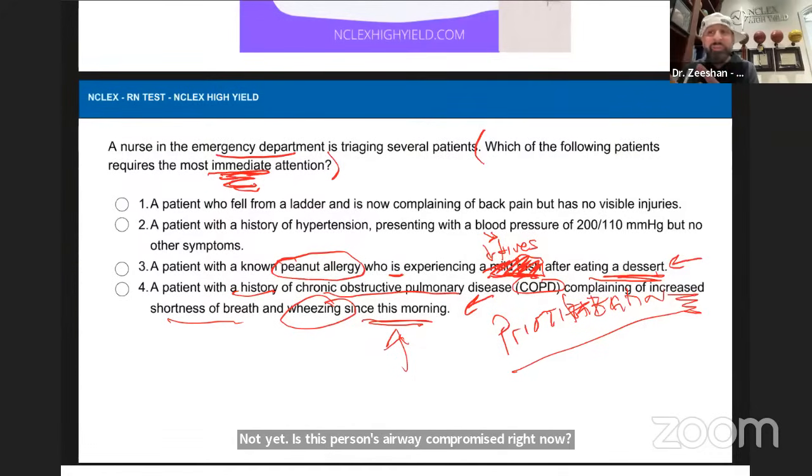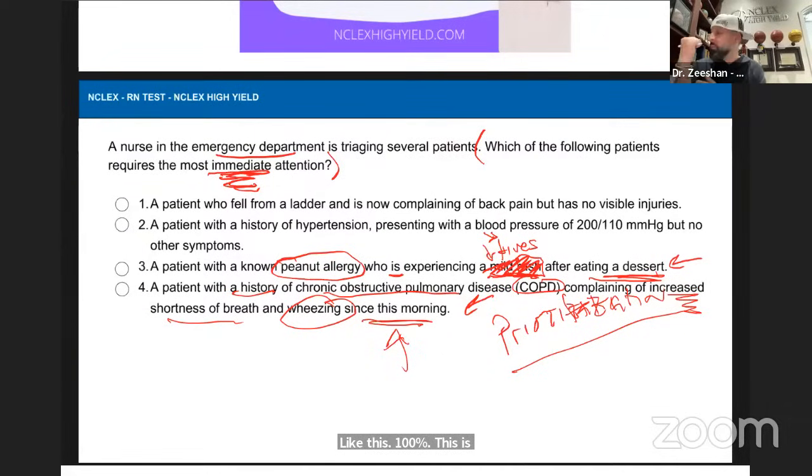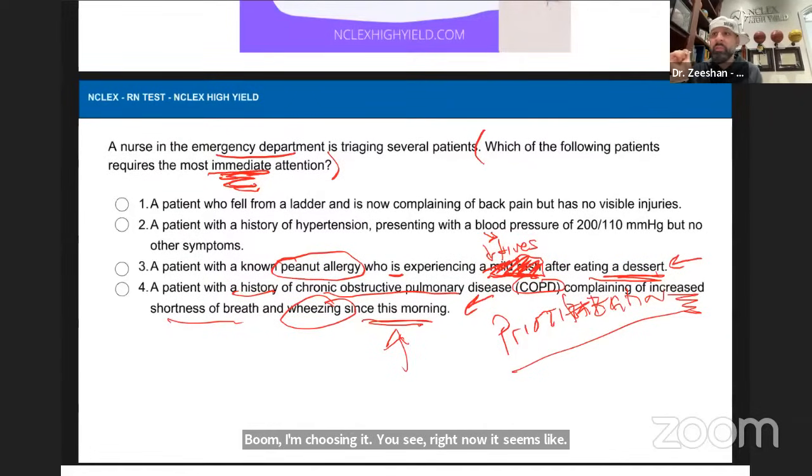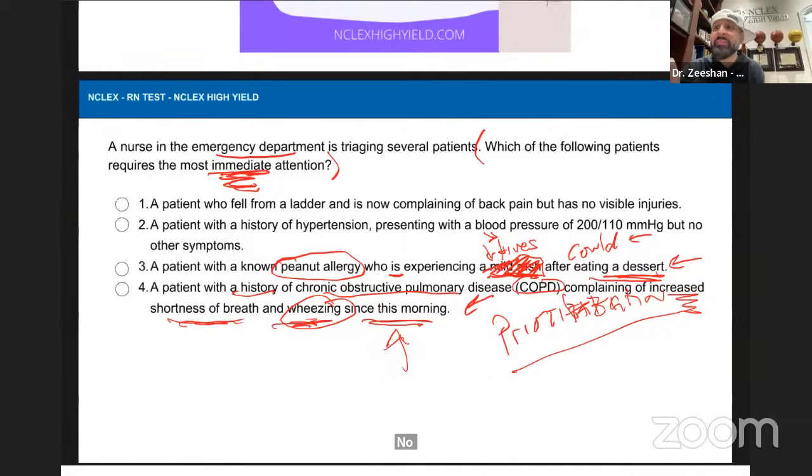Yes. Do you think the boards are going to try to get you like this? 100%. This is that question where this person and this person are going to be like, peanut allergy, mild rash, boom, I'm choosing it. You see? Right now, it seems like, okay, I get it. It's not that hard. But again, look to your right, look to your left. They're not going to know exactly what I'm teaching you. So hives doesn't indicate airway compromise. Does it scare me? Yes. What is happening versus what could happen. Make a difference? This could turn to airway. Is it yet? No. This one is short of breath and is wheezing.